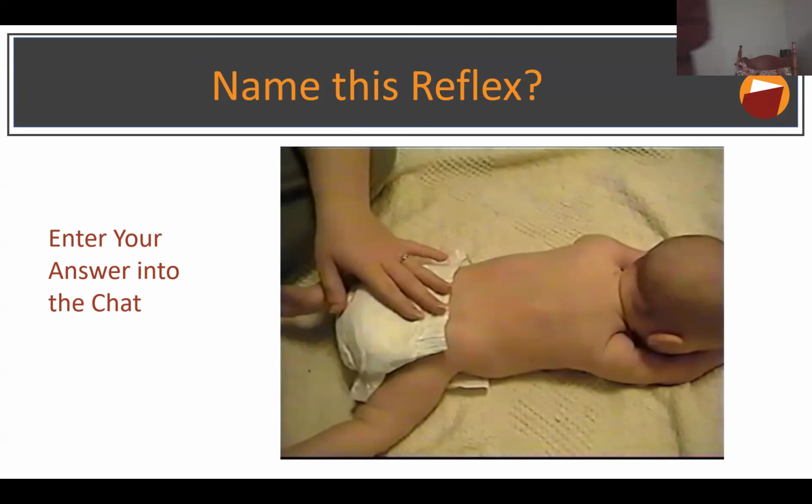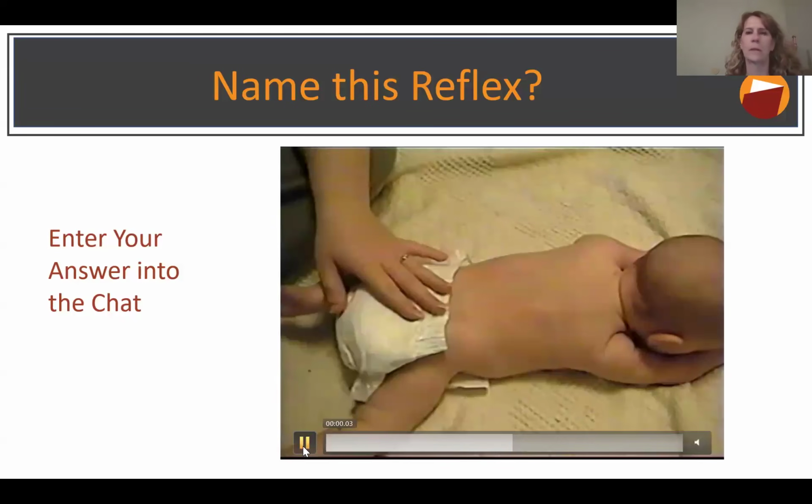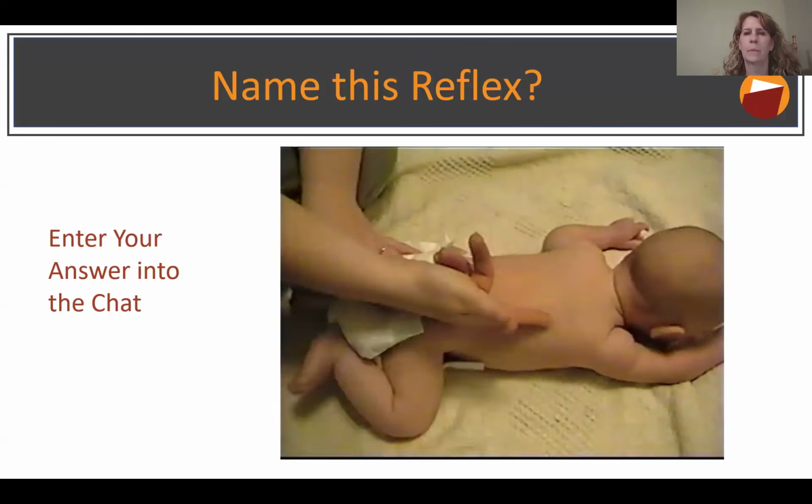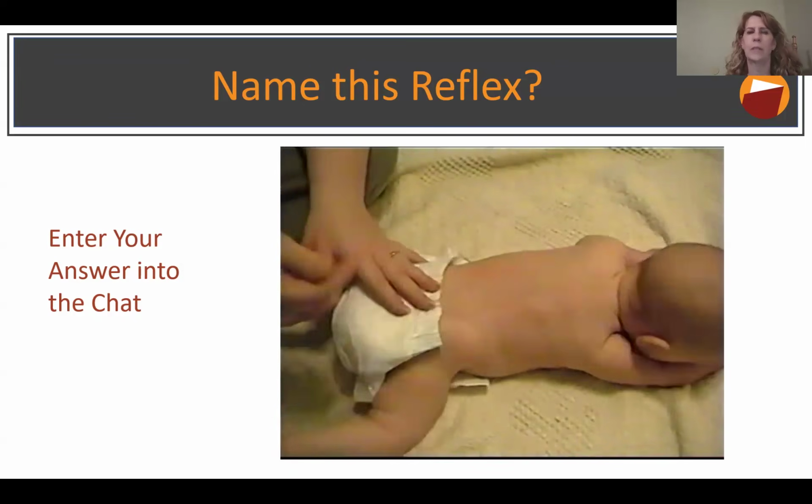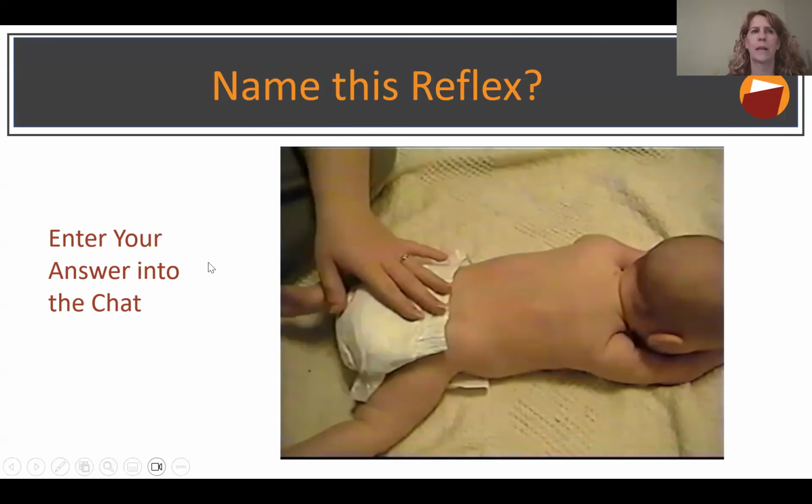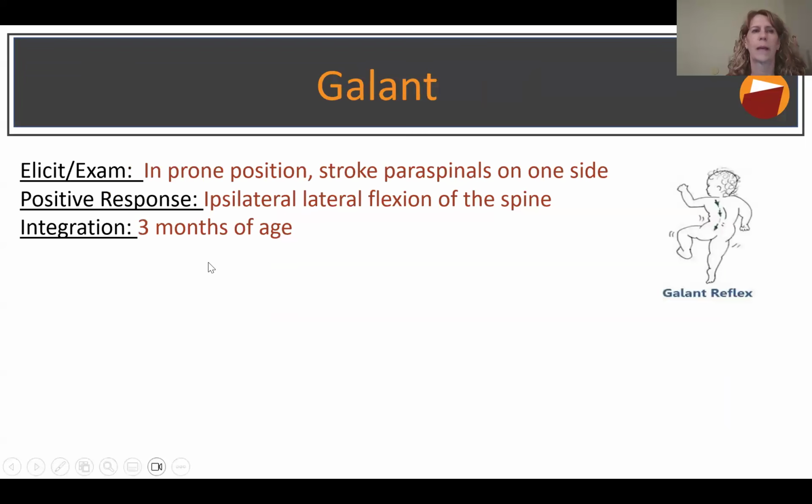Okay, Galant reflex. Yes. So what am I doing? I'm stroking the paraspinals from top to bottom, and you can see the trunk then laterally flexes. So that's exactly how I'm going to test it. Put them in prone. You can even test it in sitting. You can stroke the paraspinals, and then you see that ipsilateral lateral flexion of the spine to the side that you just stroked. And again, it's going to integrate early, about 3 months.